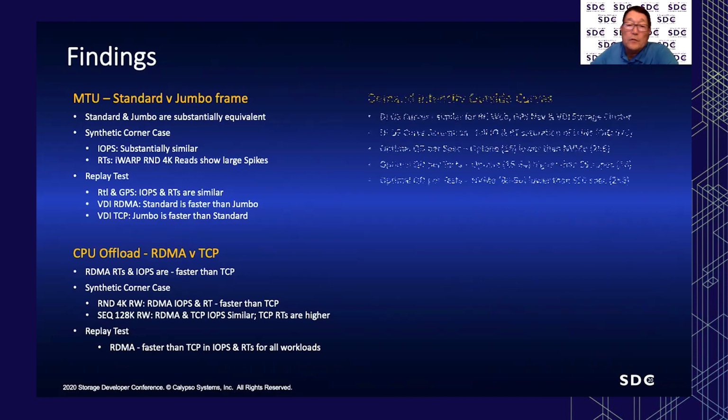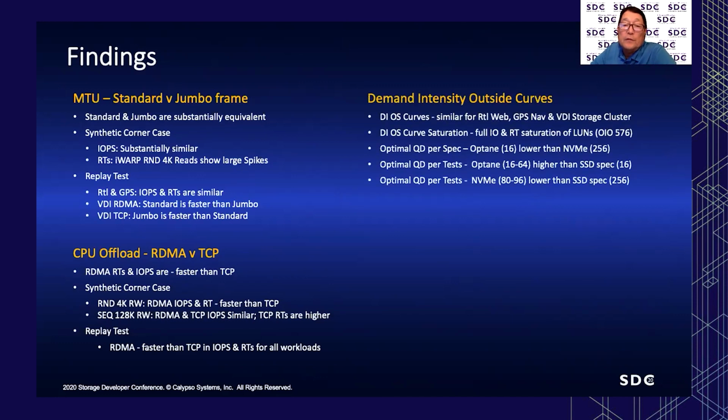In the third case, looking at demand intensity, we can see that demand intensity outside curves are similar for the 3 workloads, and that all workloads and all drives fully saturate by showing very high IO response times at the peak queue depth of 576. This is where the curves go up to the right, and they go up very high, so you can see that we've saturated the drives because the IOs do not increase anymore, but as the queue depth increases from the optimal IO point to the maximum of 576, the response times go very high.